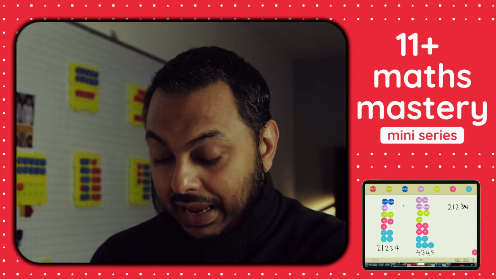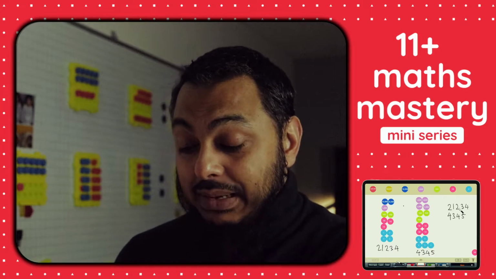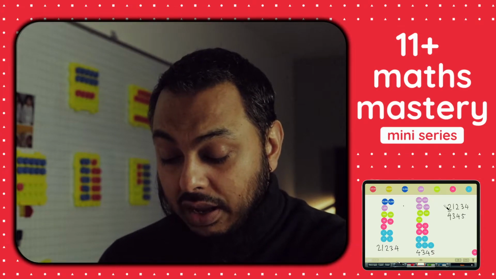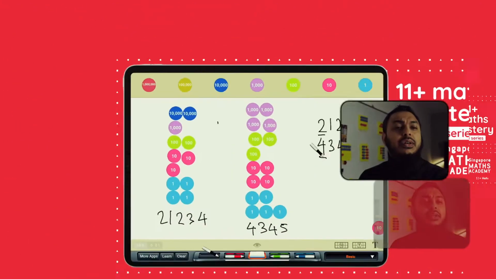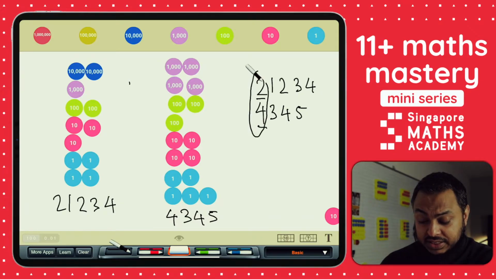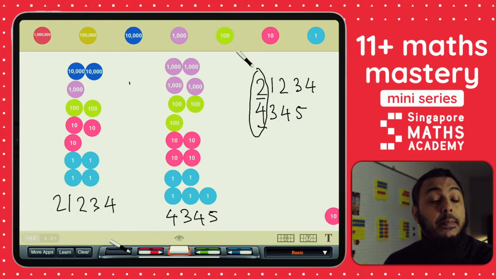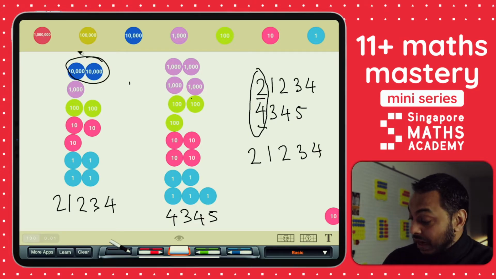Now, 21,234. If we compare and write down 4,345 in this way, look, we've got 2 here and 4 there. It seems like, what's larger? It seems like 21,234 is smaller than 4,345. Why does that look like that? Because we're comparing the first digits. That's probably why, right? But don't forget that the 2 in the 21,234 is actually 2 lots of 10,000s.